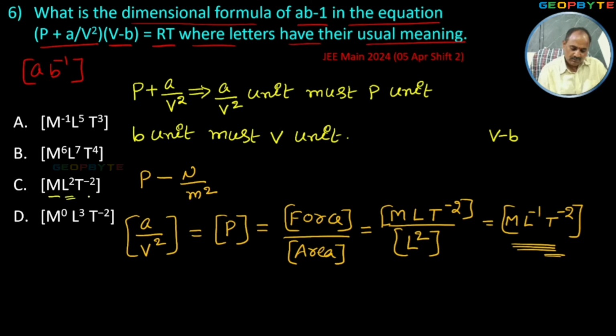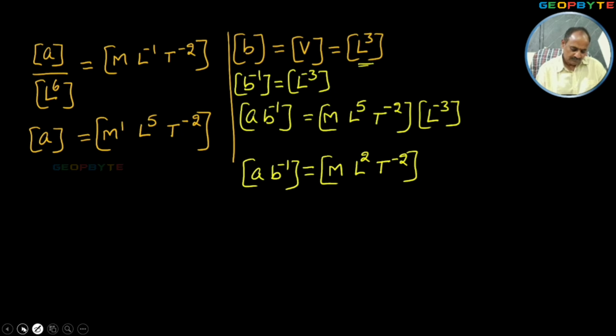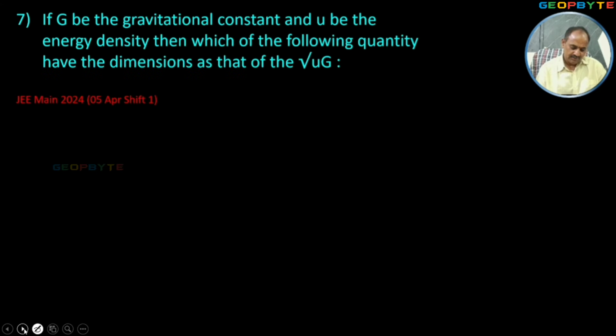M L power 2 T power minus 2. Option C is absolutely correct. Understood clearly? Yes. Then look at another question.